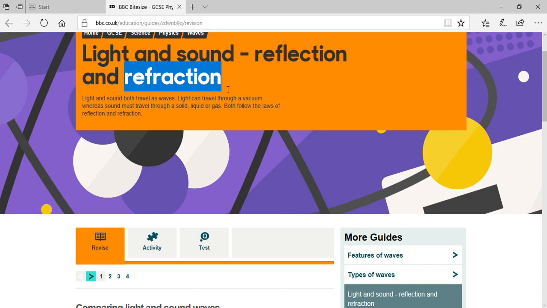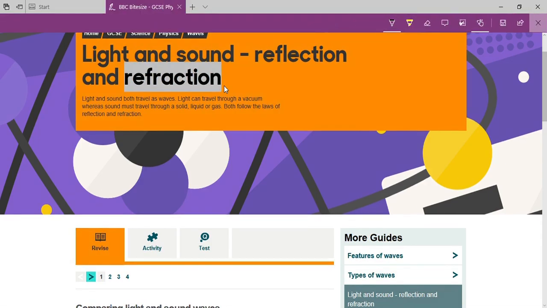Wait a second, I am opening my graphic tablet. Yeah, wait, hold on. We can understand refraction too, but firstly, reflection.